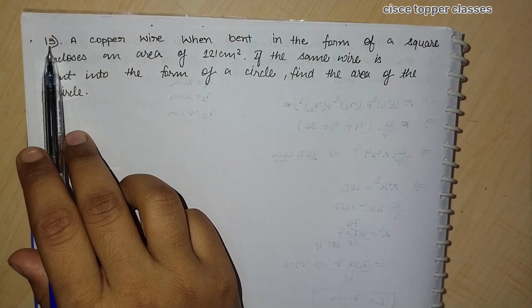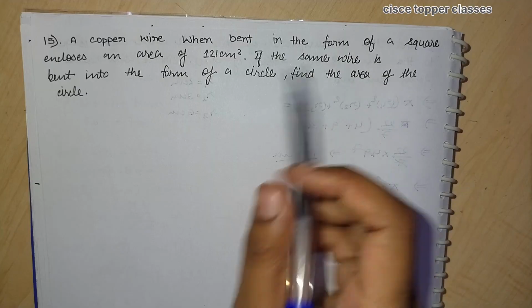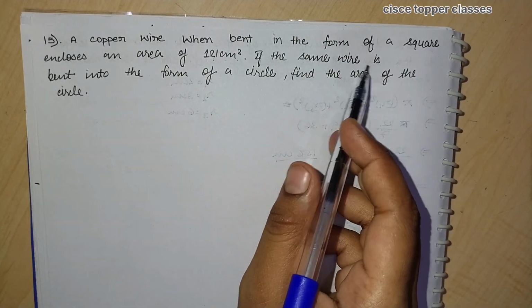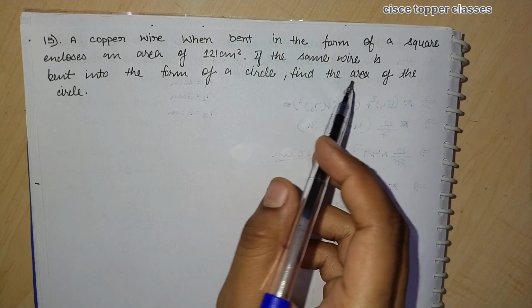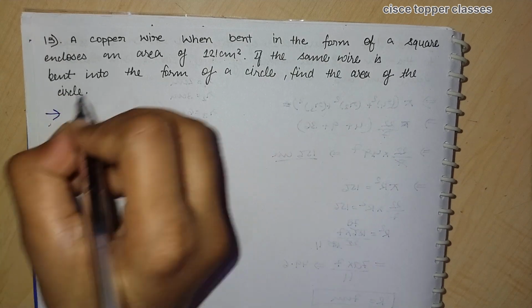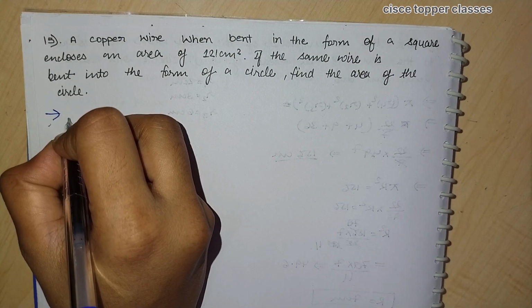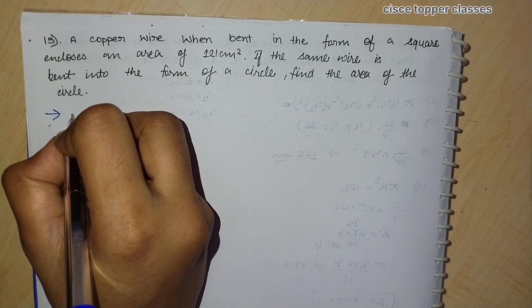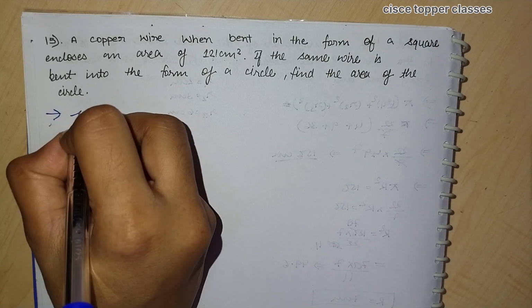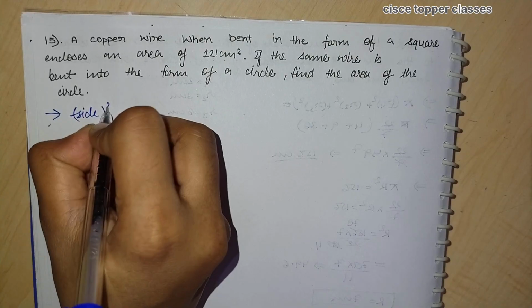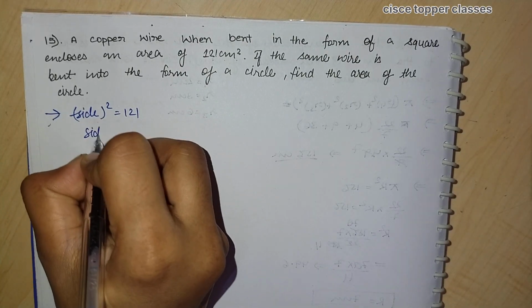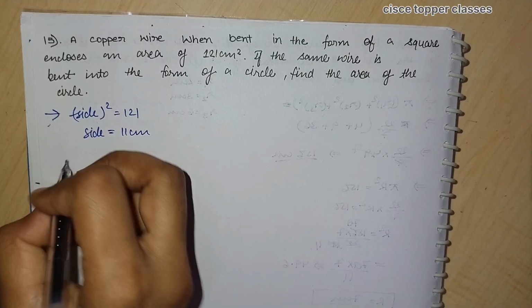Now let us solve the 15th question. A copper wire when bent in the form of a square encloses an area of 121 centimeters square. If the same wire is bent into the form of a circle, find the area of the circle. Here we can see that if copper wire is bent in the form of a square, the area is given as side square. So side whole square will be 121. So taking the under root, side is equal to 11 centimeter.